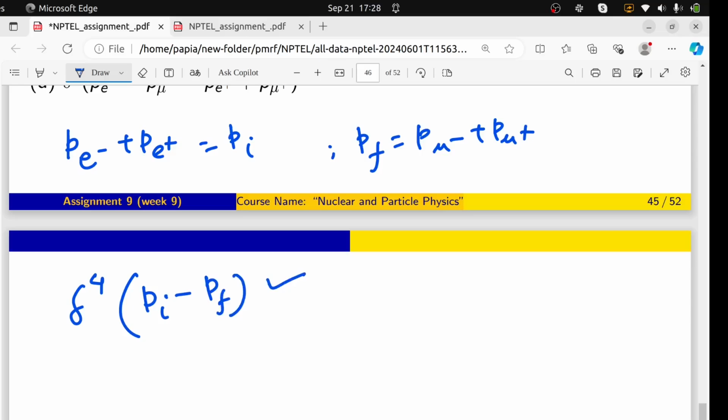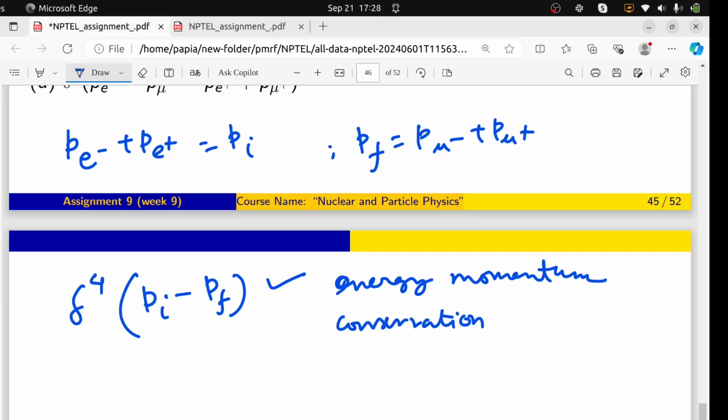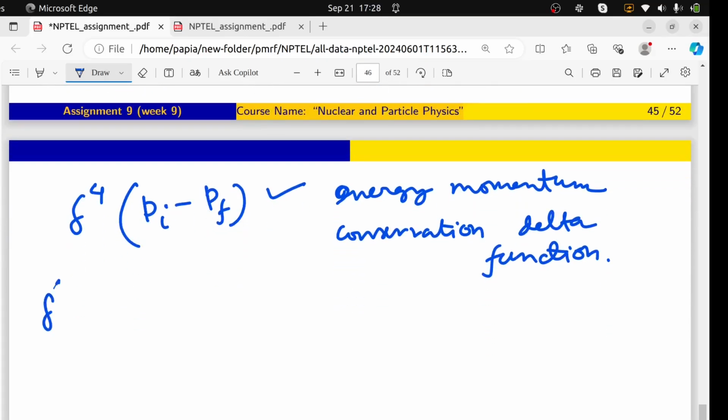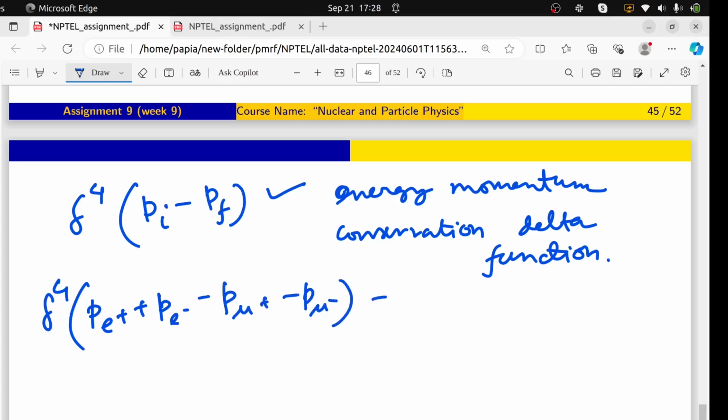This will give the energy momentum conservation delta function. So here we can see delta 4 of Pe plus Pe minus minus P mu plus minus P mu minus should be the correct one.